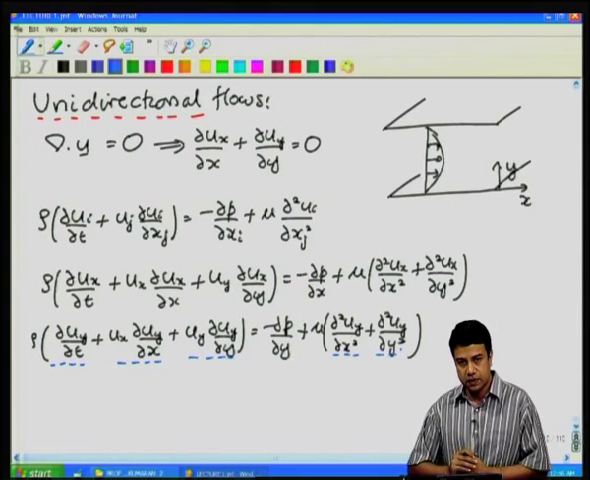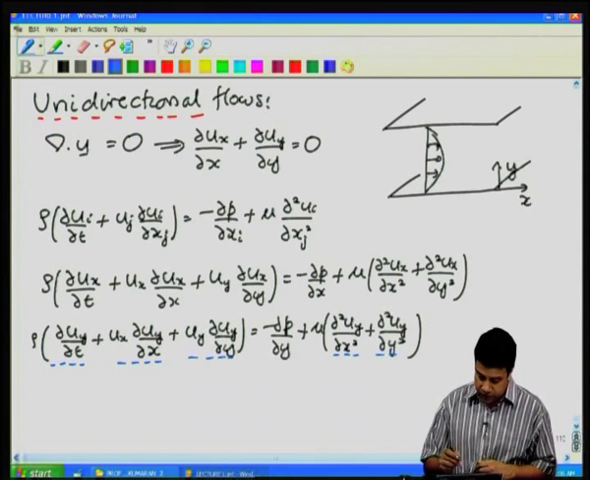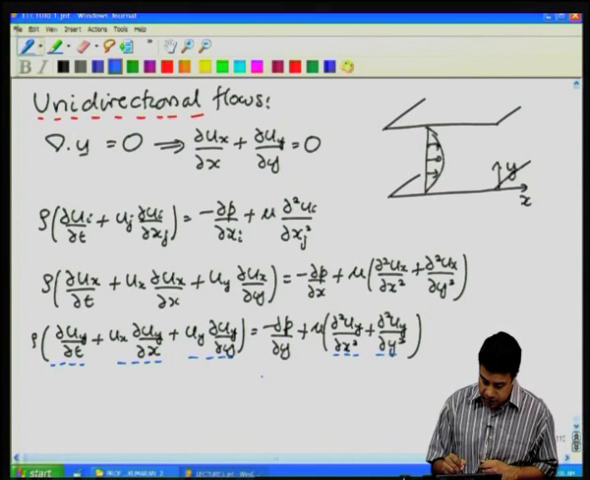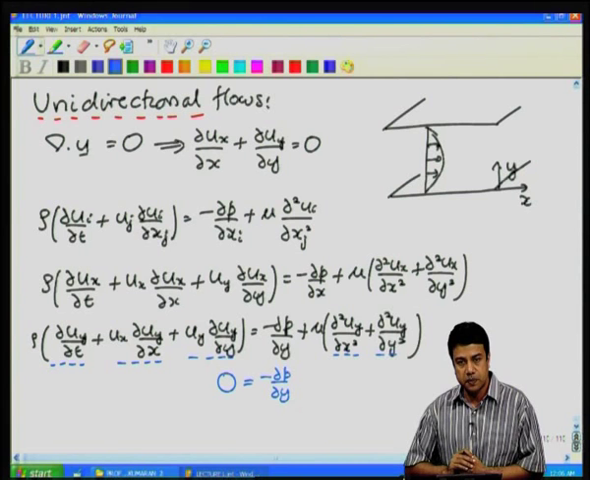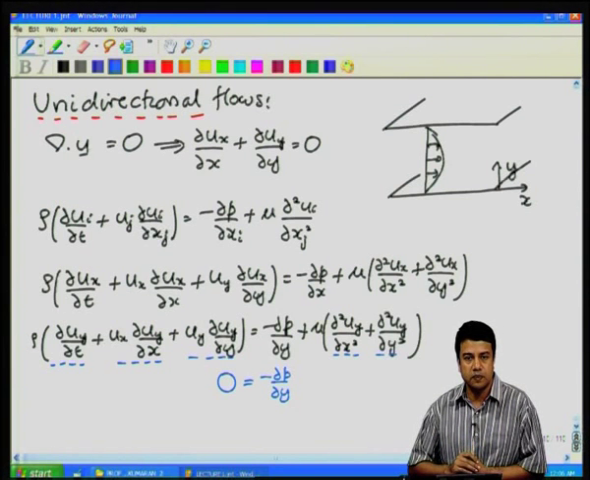Each term has u y in it. That means that all of those terms are 0. Therefore, the momentum conservation equation in the y direction just reduces to minus partial p by partial y is equal to 0. No dependence of pressure on the cross stream direction, partial p by partial y is equal to 0.